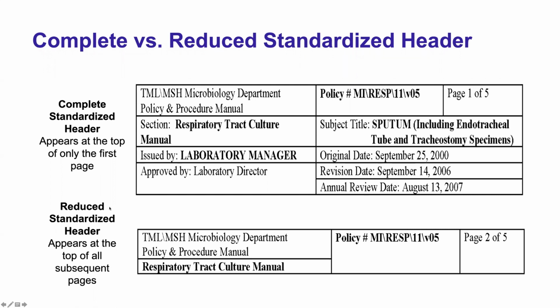And then each subsequent page of the procedure will have what's called a reduced standardized header. So these just have, again, the name, the code for the header, the page number, and just the title of the header and the division. So this is just an example of how to use headers when drafting your SOPs.